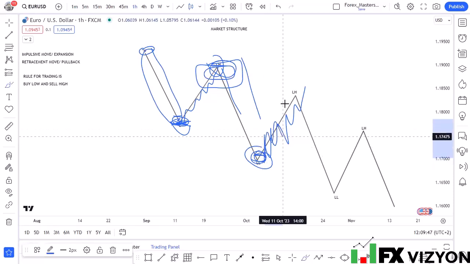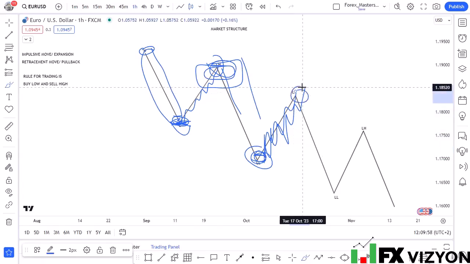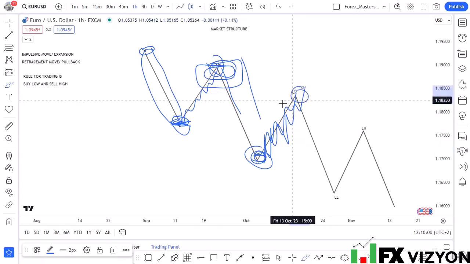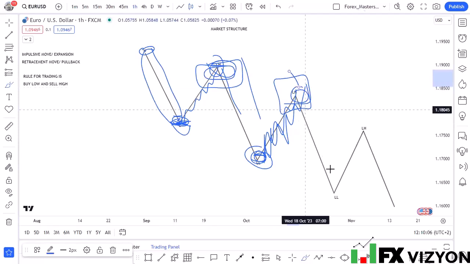So again, you don't know how deep the pullback is going to be. It can be a deeper pullback. It can be a shallow pullback. No one knows. But what we know is that we wait for the market to give us those signals that now the market will start selling, so that we can jump into the market and then we take advantage of this.